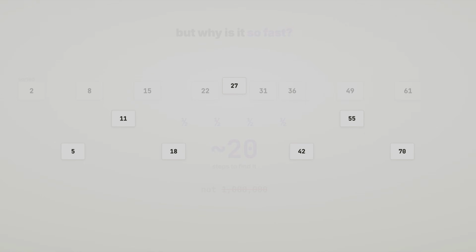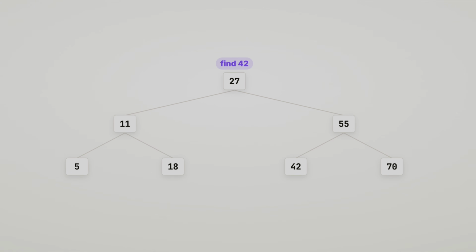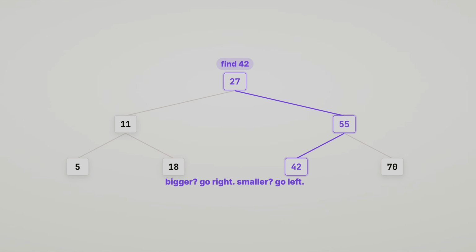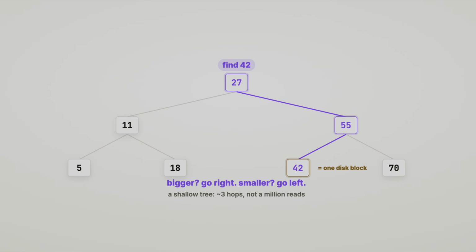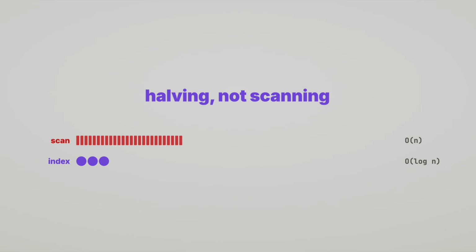If you've done binary search, this is the same idea. Sorted data lets you halve your way to the answer. The database keeps this as a shallow tree. So each hop grabs one fat chunk from disk, but the feeling is the same. Halving, not scanning. So indexes are magic.